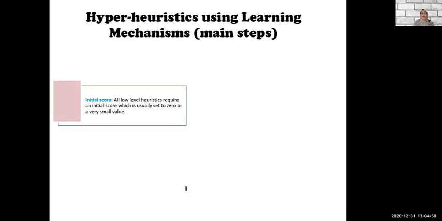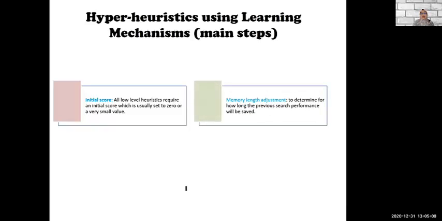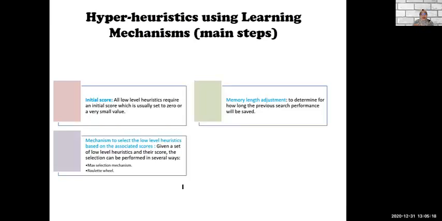The main steps for a hyper-heuristic using learning mechanisms are: first, the initial score. All low-level heuristics require an initial score, which is usually set to 0 or a very small value. Then we determine the memory length adjustment, to determine how long the previous search performance will be saved. Then a mechanism to select the low-level heuristic based on the associated score. Given a set of low-level heuristics and their scores, the selection can be performed in several ways.